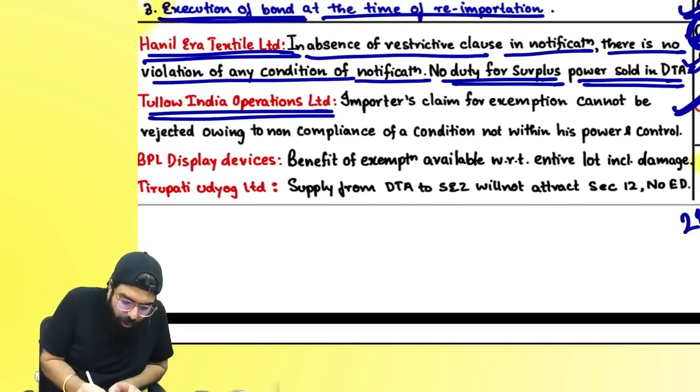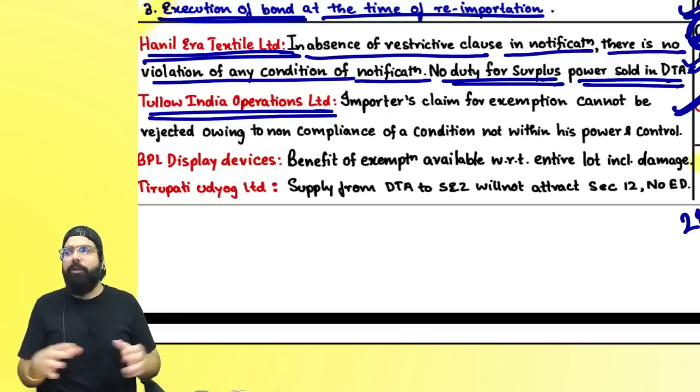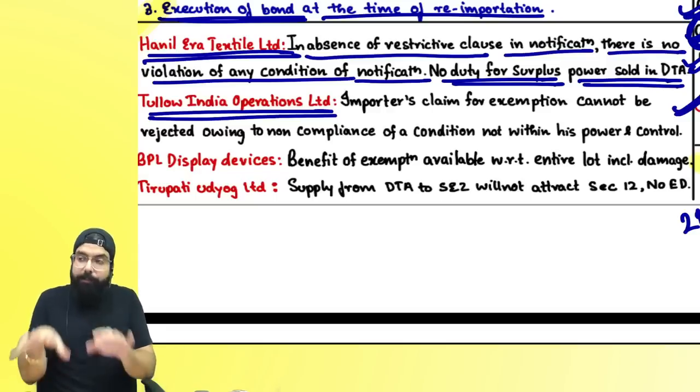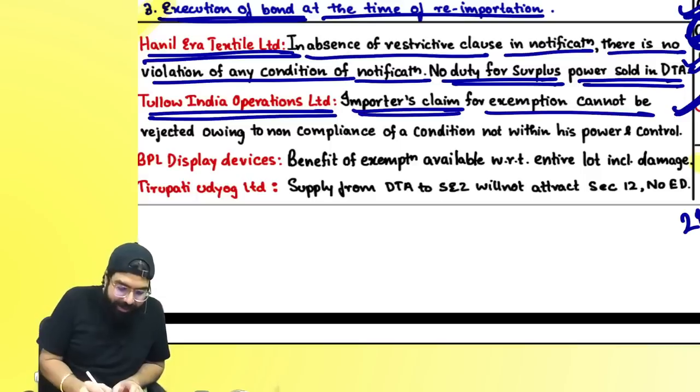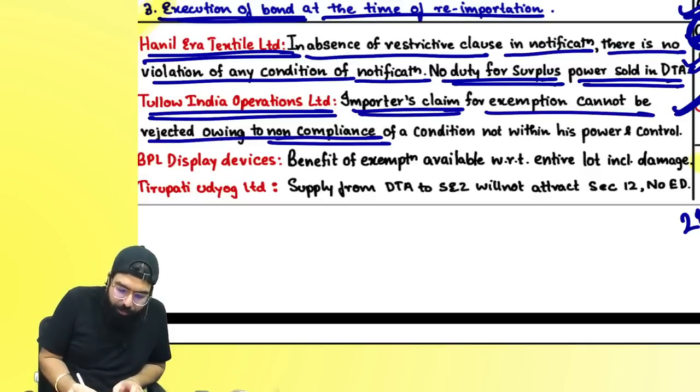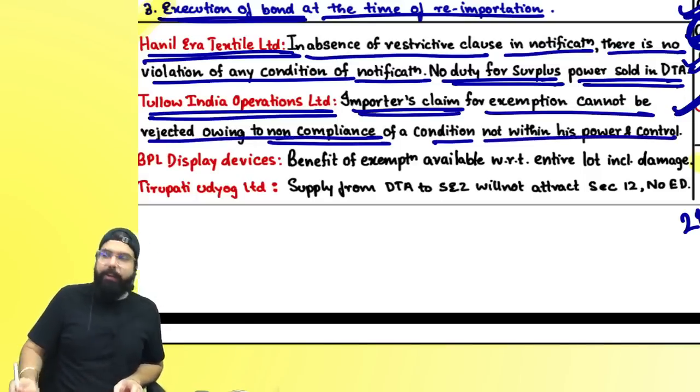The next one is Tullow India Operations Limited. What happened in Tullow India Operations Limited? The assessee was there. The importer's claim for exemption was denied. It was rejected because he did not fulfill a compliance which was not within his power and control.